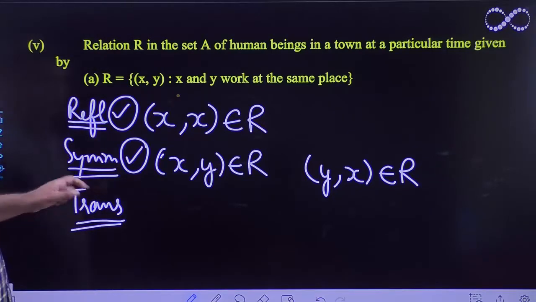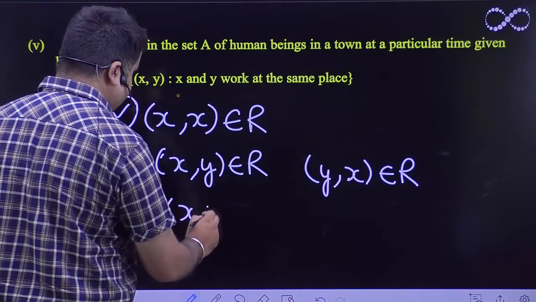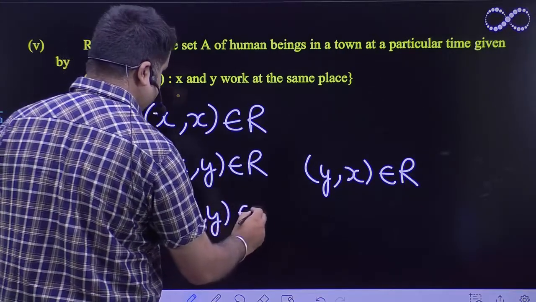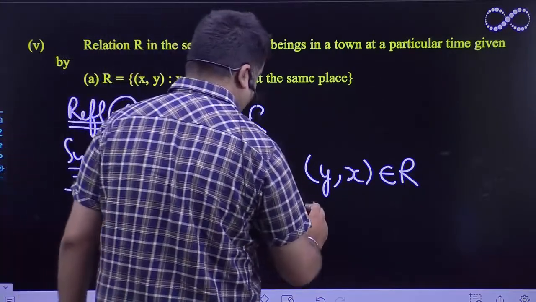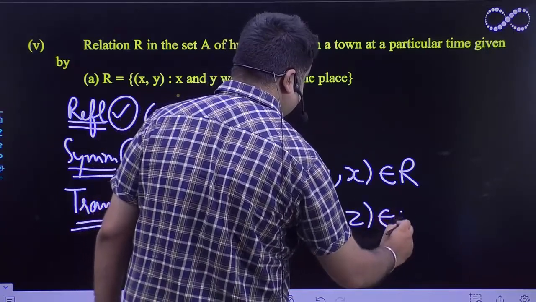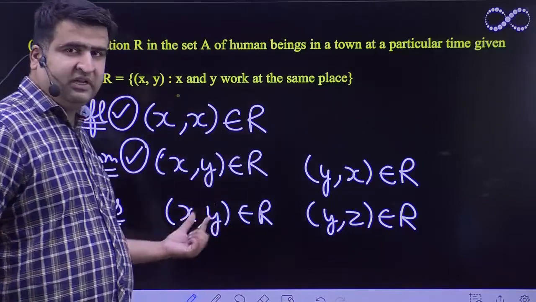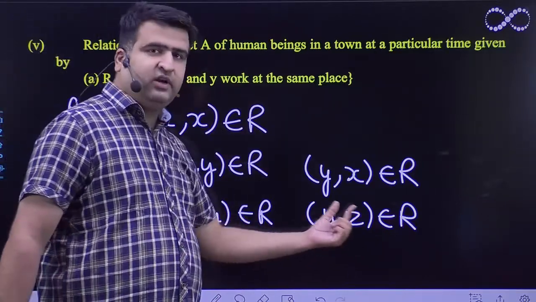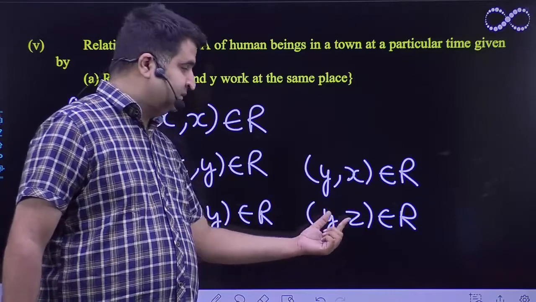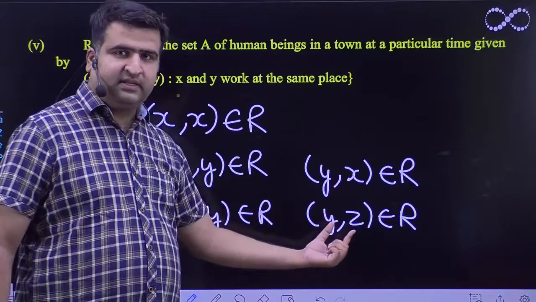Now let's check for transitive relation. If X and Y work in the same place, and Y and Z also work in the same place, that means X and Y are working in the same place. Now Z is working in the same place as Y. Therefore, X, Y and Z, all three, are working in the same place.